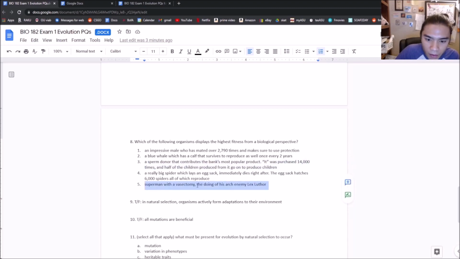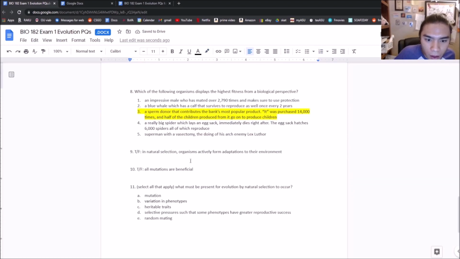And then Superman with vasectomy, the doing of his arch enemy Lex Luthor. Okay, well, Superman is extremely strong, like he'll survive anything. But it looks like he can't really produce children. So, very low fitness from a biological perspective, but very fit from a dictionary.com perspective. Yeah, whatever. So, it would be this guy.